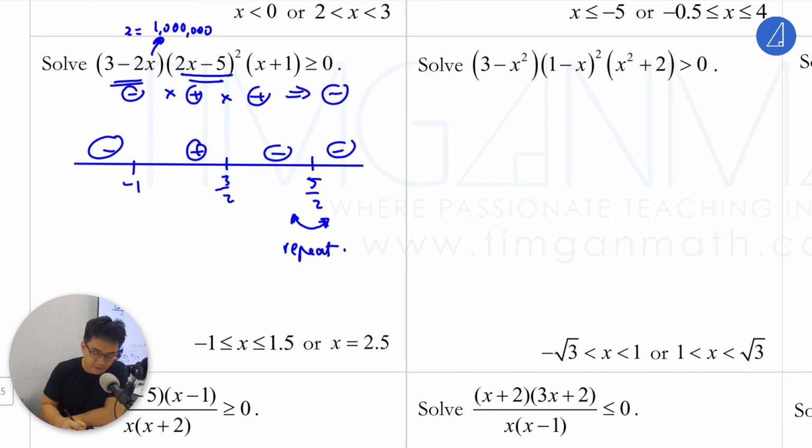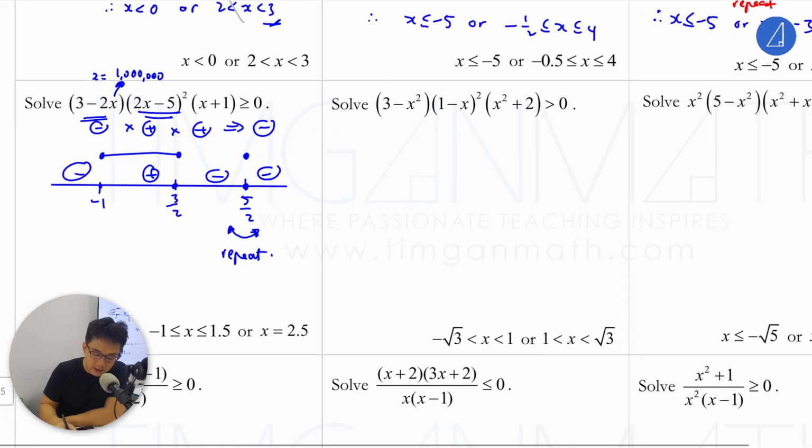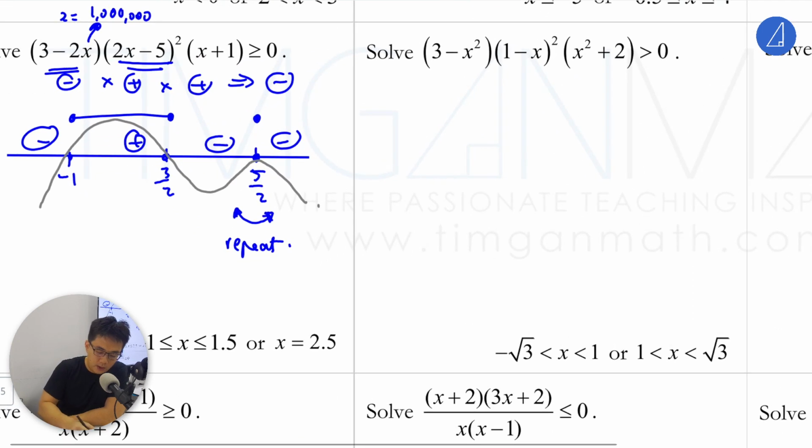Then you want the positive value, so it's here to here. Don't forget, you can also equal to 0 here. Okay, the 0 is here. So this case here is negative. It looks like that.